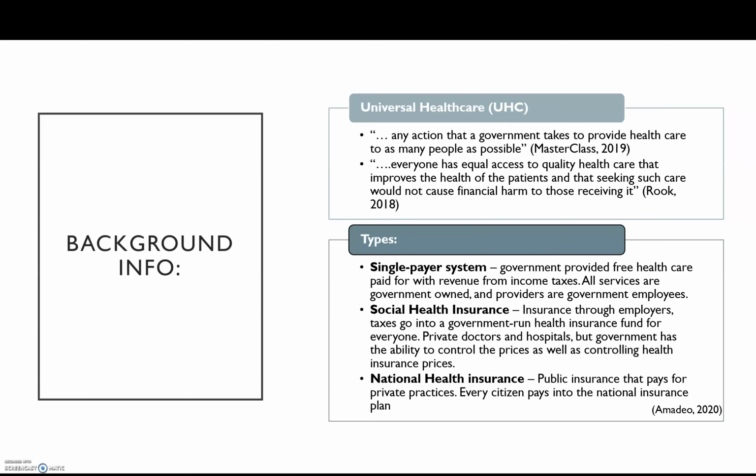The taxes go into a government-run health insurance fund for everyone, and here you have private doctors and hospitals, but governments have the ability to control the prices as well as controlling the health insurance price. The third type is a national health insurance. This is public health insurance that pays for private practices, and you have every citizen paying into a national insurance plan here.